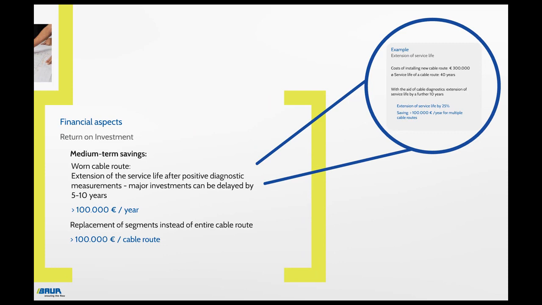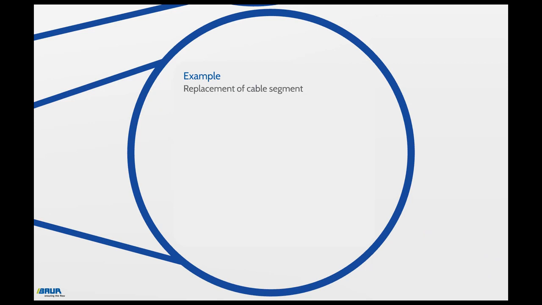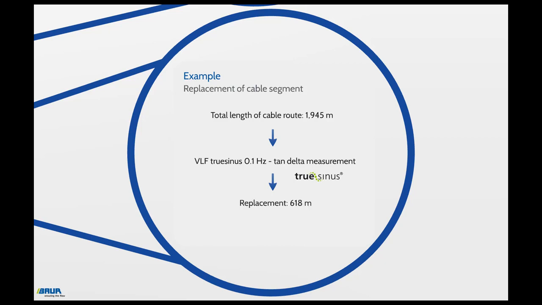Furthermore, sections of the cable route can be replaced instead of replacing the entire route. This has proved its value several times. For example, for a user of Power VLF True Sinus technology. Instead of replacing the entire cable with a length of nearly 2,000 meters, it was possible to replace a section of just 618 meters, thereby saving nearly 132,000 euros.